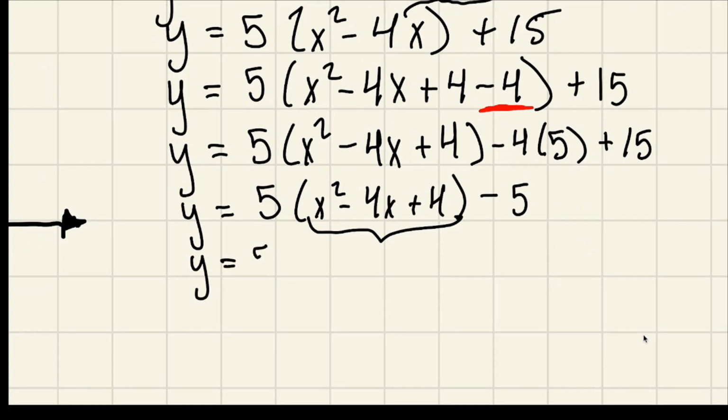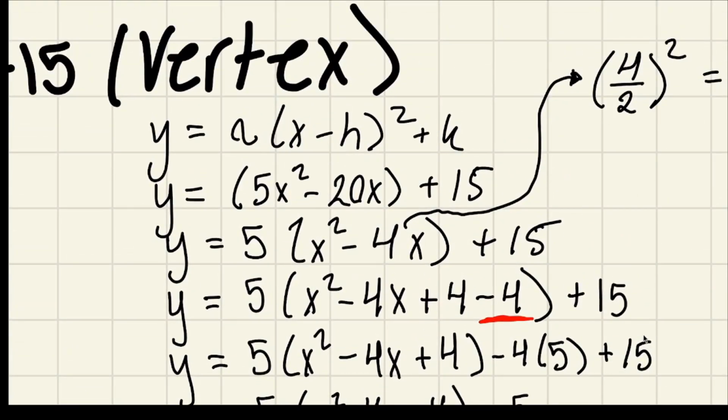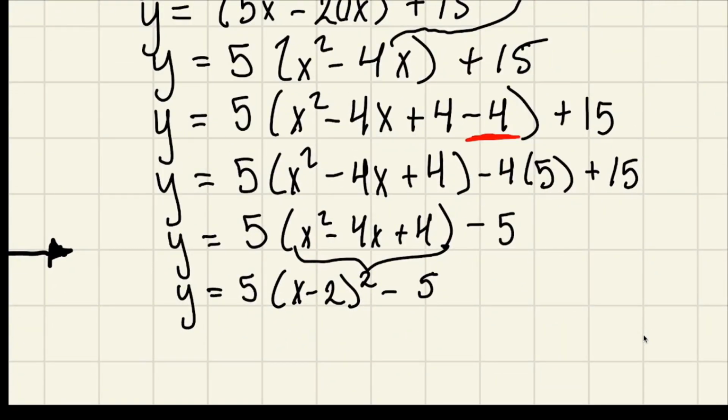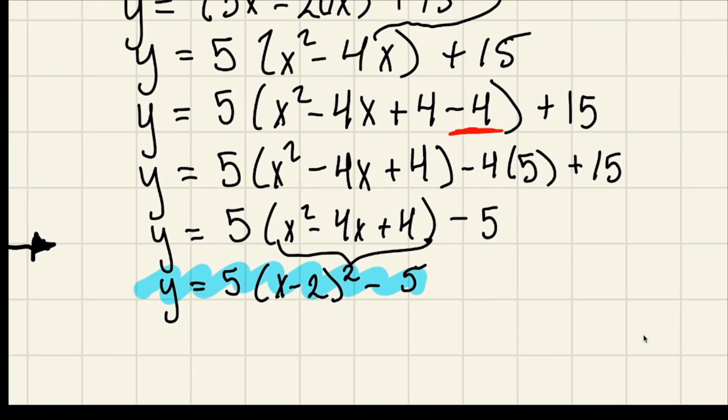So y equals 5(x minus 2. It's basically x minus 2, but we can write it as x minus 2 squared, because then look, it fits this format right here, x minus h squared. And that's basically it. Copy the negative 5, and then there you have it. There's vertex form right here.